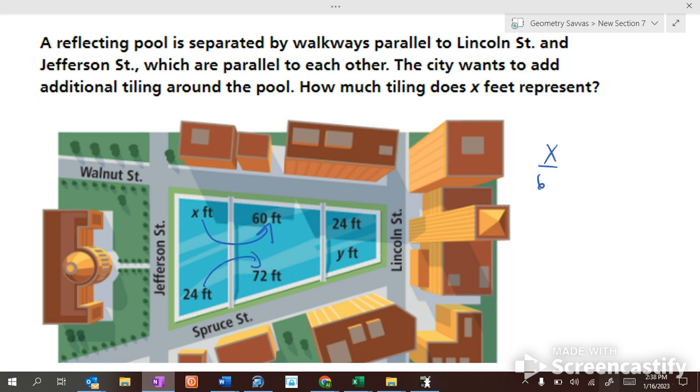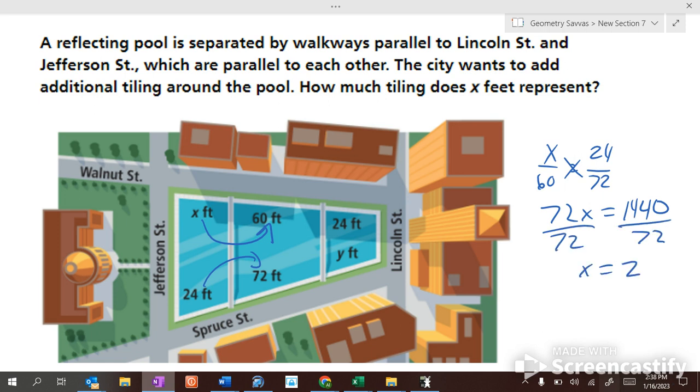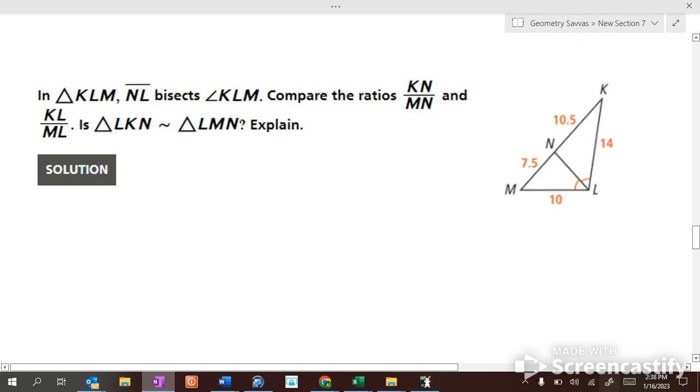So if we go x over 60, we go 24 over 72. And we just cross multiply and solve again. Oh, let's just do this one really quick here. So it's 72x equals 60 times 24, which is 1440, divided by 72 equals 20. And then you could go 24 over 60 equals y over 72. And we're good, right? And just solve it. You guys can solve proportions.